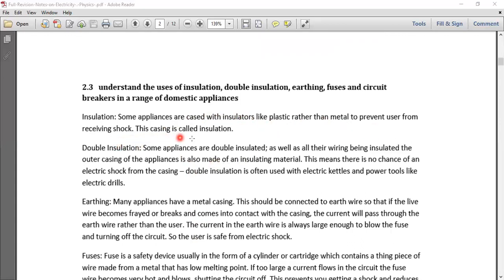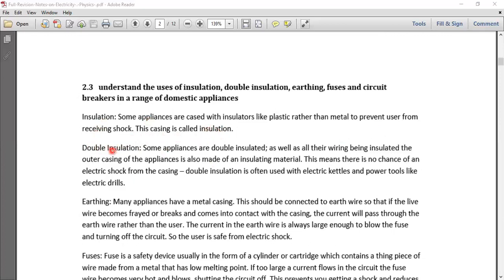This casing is called insulation. So basically, insulation means covering the metals with plastic so that the user is safe from receiving any shock. Plastic is a good insulator. It does not conduct electricity, and so it is safe to use as an insulation material.